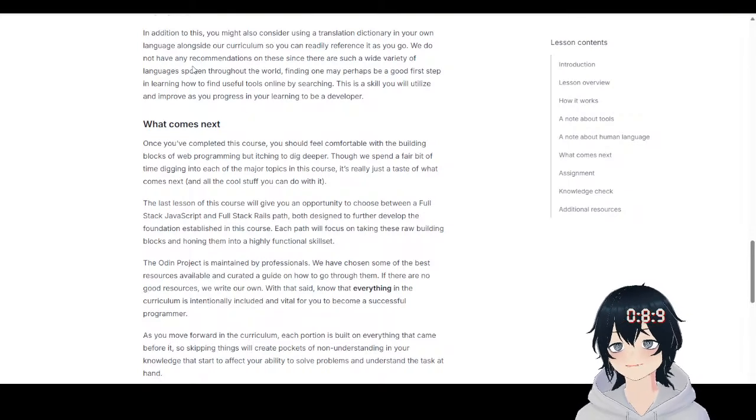We do not have any recommendations on this since there is such a wide variety of languages spoken throughout the world. Finding one may perhaps be a good first step in learning.